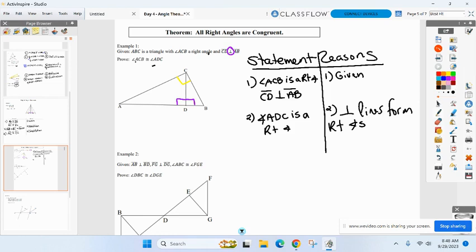Now do I have both right angles in the statements? Now you can tell me those two are congruent, but they have to be listed in the statements first before you say they're equal to each other. Angle ACB is now congruent to angle ADC. And here's our new reason today. Anytime you want to tell me two right angles are congruent, I use the reason: all right angles are congruent.